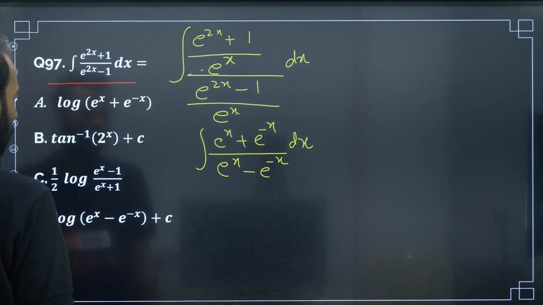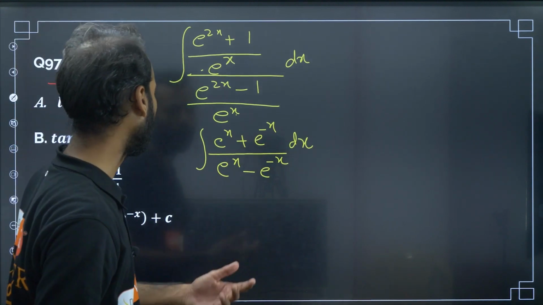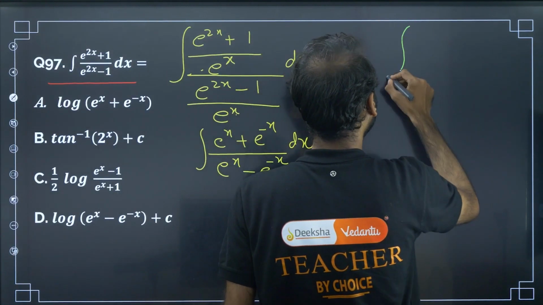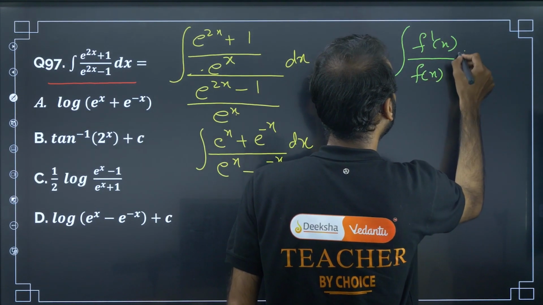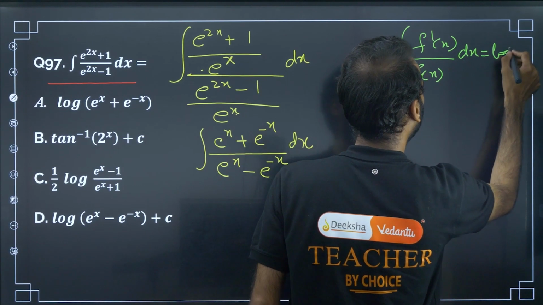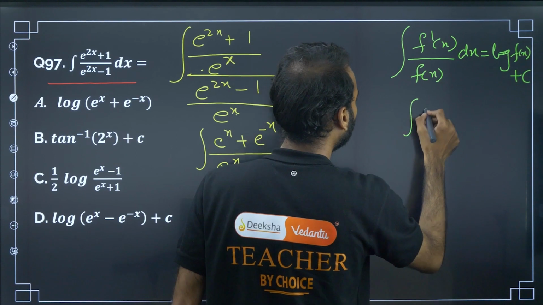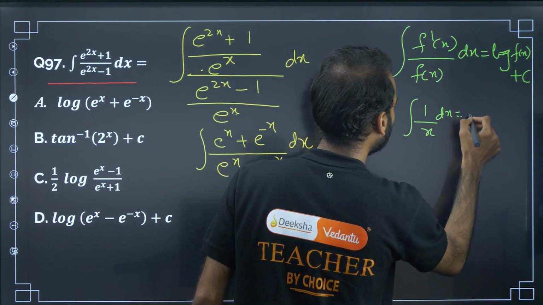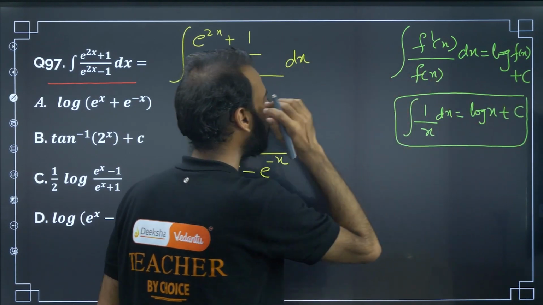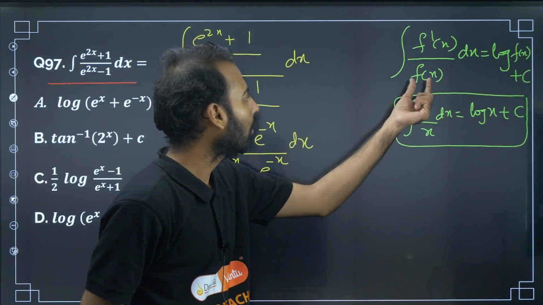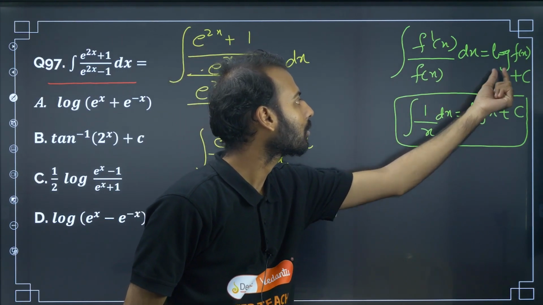Now see here, one formula you should be knowing that I will write as synopsis. If you know, it is a good thing. If you don't know, you make a note of this. Integration of f dash of x by f of x dx is equal to log f of x plus c. So integration of 1 by x dx is log x. This everybody knows.